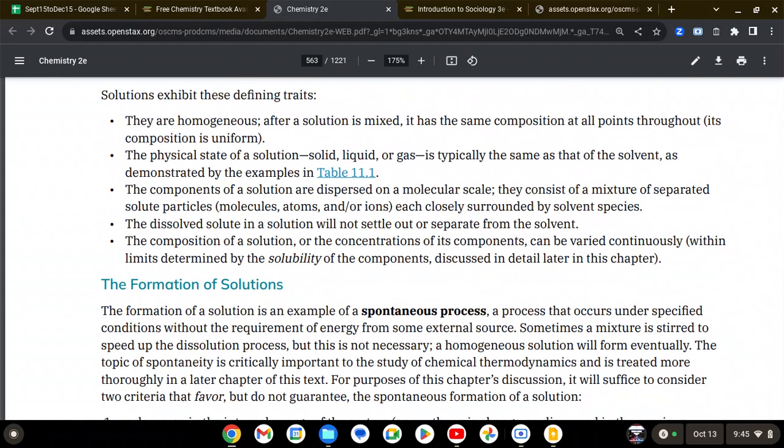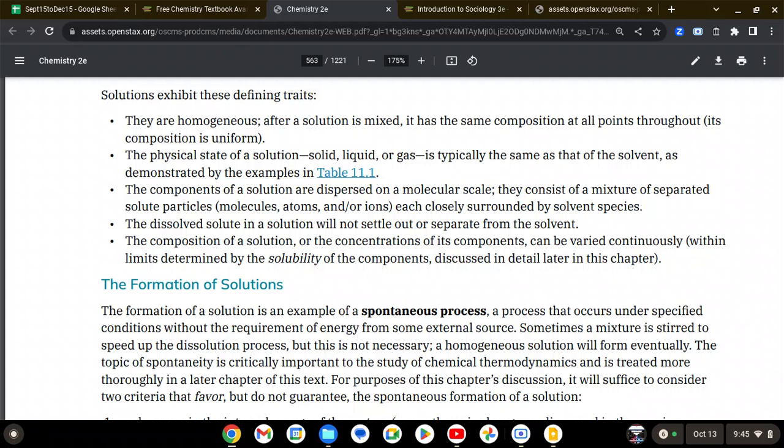Solutions exhibit these defining traits. They are homogeneous. After a solution is mixed, it has the same composition at all points throughout. Its composition is uniform. The physical state of a solution, solid, liquid, or gas, is typically the same as that of the solvent, as demonstrated by the examples in Table 11.1. The components of a solution are dispersed on a molecular scale. They consist of a mixture of separated solute particles, molecules, atoms, and/or ions, each closely surrounded by solvent species. The dissolved solute in a solution will not settle out or separate from the solvent.